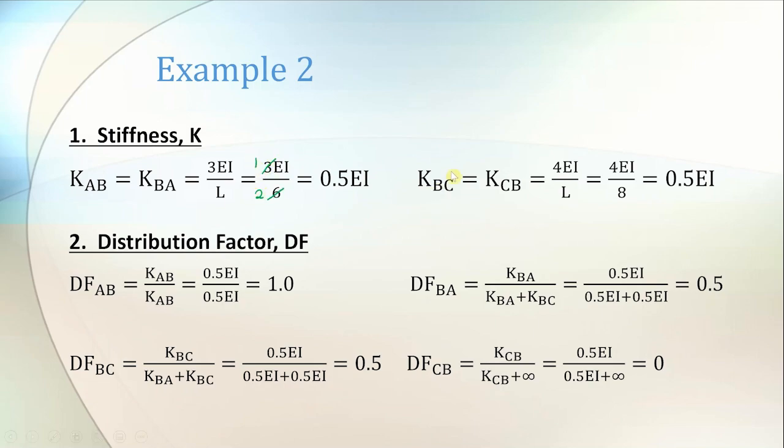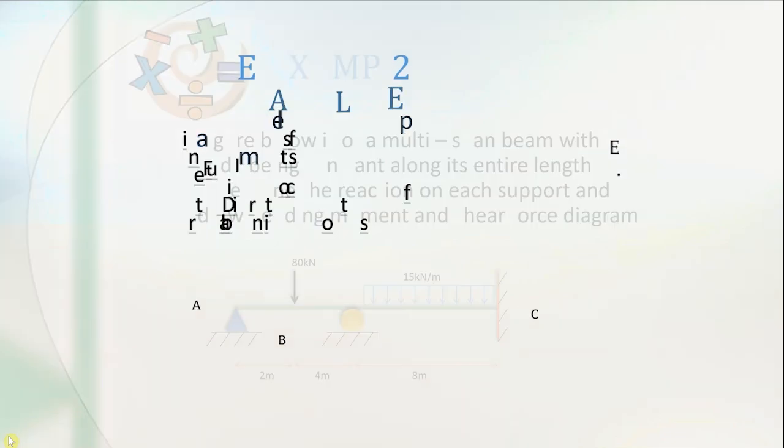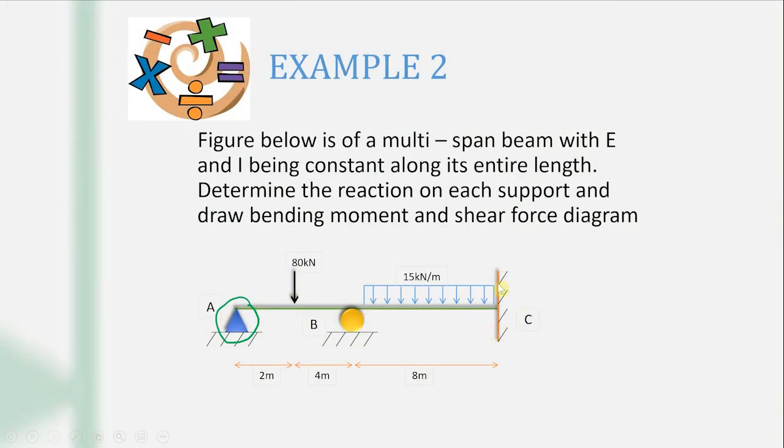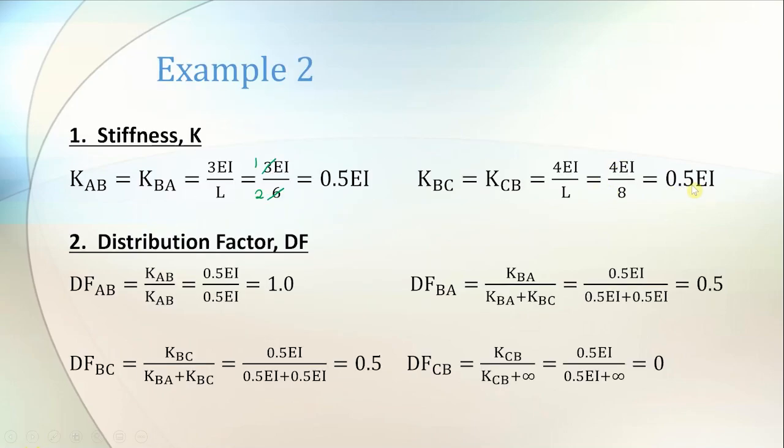And for KBC, it must be equal to KCB. Look at the support again. The far end is fixed end. Therefore, the factor is going to be 4EI over L and just replace the length of the beam, 8 meters. So it becomes 4EI over 8 here. Then you calculate, you will get 0.5 EI.